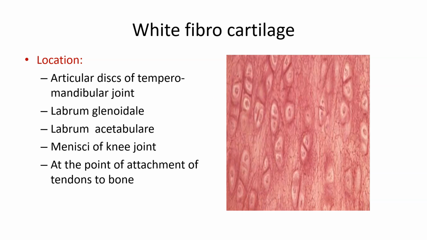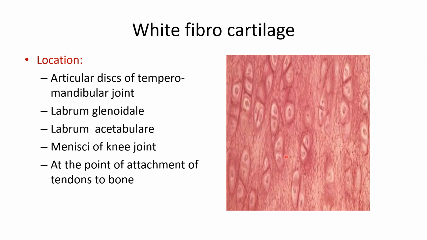The other locations where you can see the white fibrocartilage are the articular disc of the temporomandibular joint, the labrum glenoideus in relation with the shoulder joint, the labrum acetabulae in relation with the hip joint, and the menisci of the knee joint. So the menisci are white fibrocartilaginous discs. Then the point of attachment of a tendon to a bone is also white fibrocartilage.